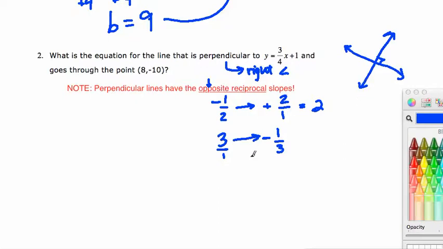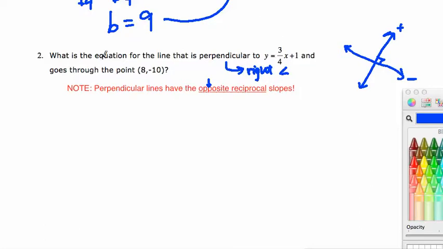And the reason we have to change the sign is because if you think about it, if one line up here, look at this graph up here, if one line has a positive slope and the other one's perpendicular to it, it has to have a negative slope. So that's the reason we changed the sign. I'm going to go ahead and get rid of this.